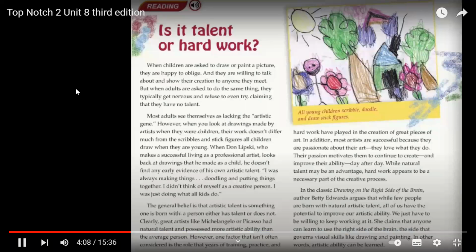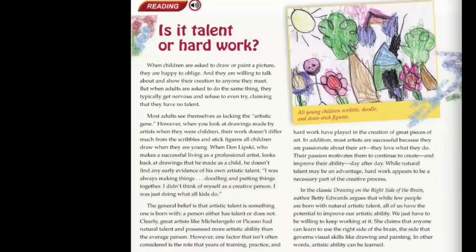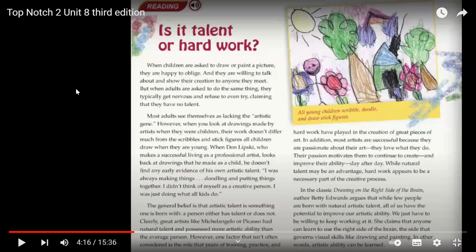But when adults are asked to do the same thing, they typically get nervous and refuse to even try, claiming that they have no talent. See the difference? When you tell a little kid to draw something, he's happy to draw and show you the creation or the result. But when you tell an adult, can you draw me a house with a garden in the sun? They're like, no, I don't know how to draw. I'm not good with that. I have no talent for drawing.